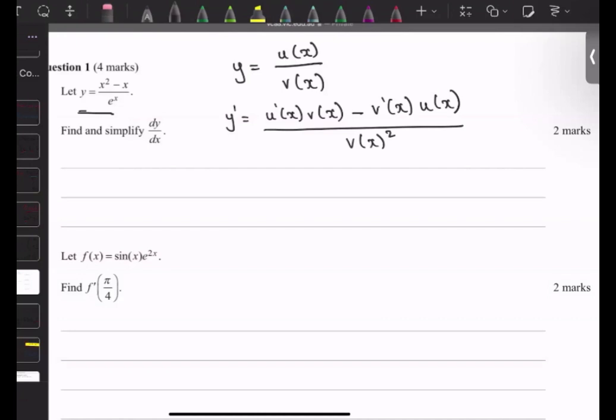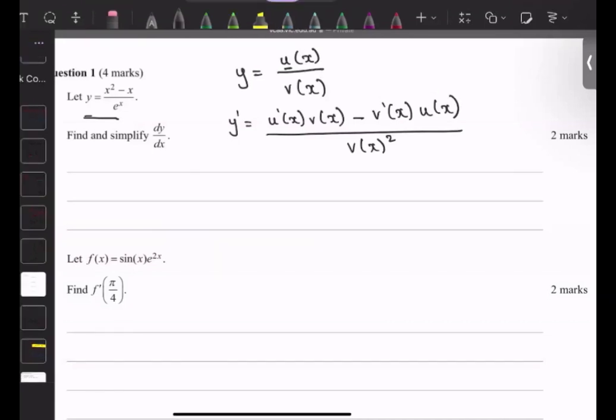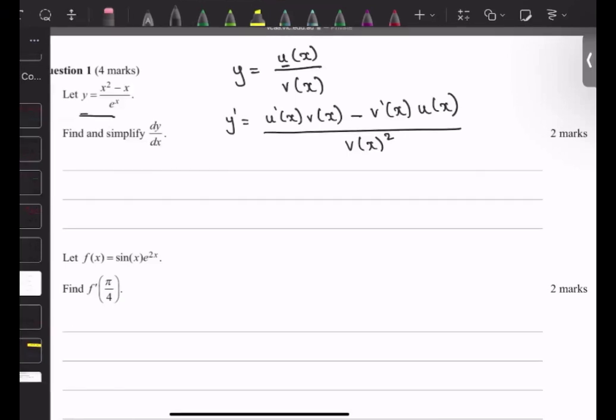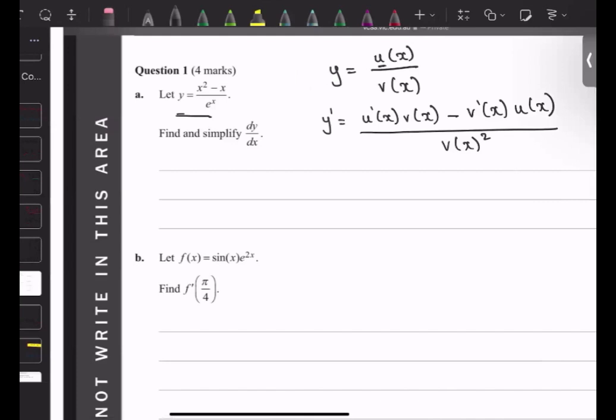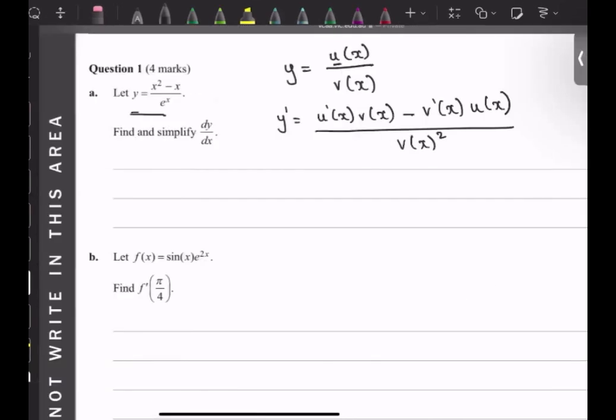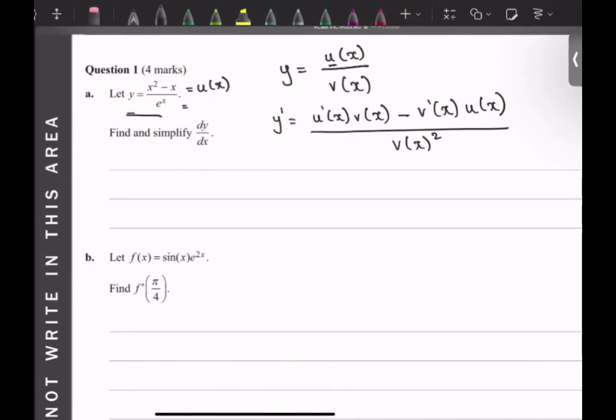So it's the derivative of the top, the numerator, multiplied by the denominator without taking its derivative, minus the derivative of the denominator, multiplied by the numerator without taking its derivative. All of that divided by the square of the denominator without taking its derivative. So let's make our identifications here for u and v of x.